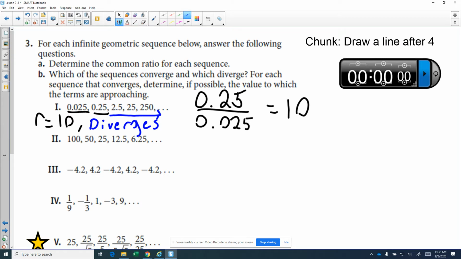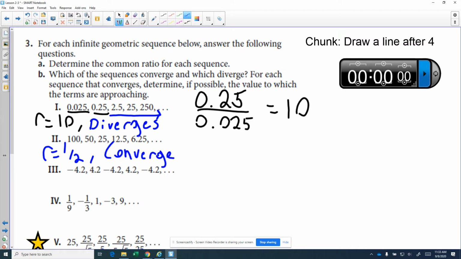For the second one, now we start looking into a different pattern: 100, 50, 25, 12.5, 6.25. I could use my equation to solve for the ratio, but hopefully for this one we see that the ratio is going to be 1/2 or 0.5. I'm multiplying by a half each time. In this problem, it's a little bit different. In this problem, we actually converge, and here's why.